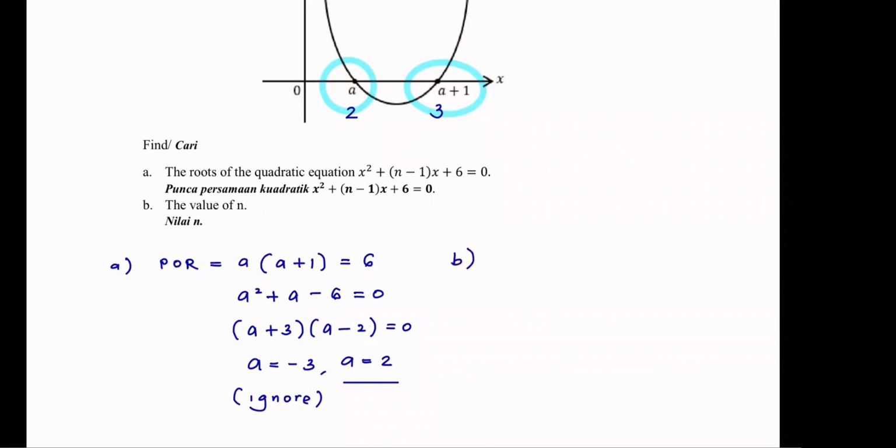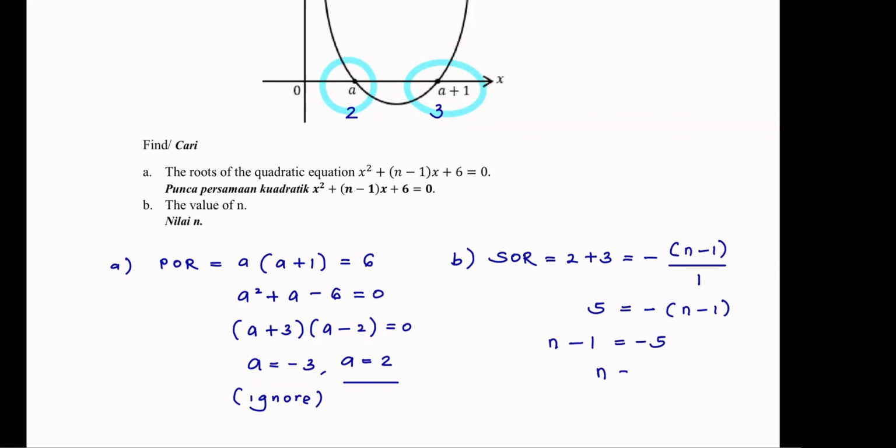Then question B, what does it ask? It asks us to find the value of N. So I'm going to use the product of roots and sum of roots. The sum of the roots, 2 plus 3, equals negative B over A. B is N minus 1. A is 1. Okay, the 1 you can't write. So you're going to get 5 equals negative N minus 1. So throw the negative over this side, you're going to get N minus 1 equals negative 5. So N is negative 4. Done? Settle. Good. Come, next.